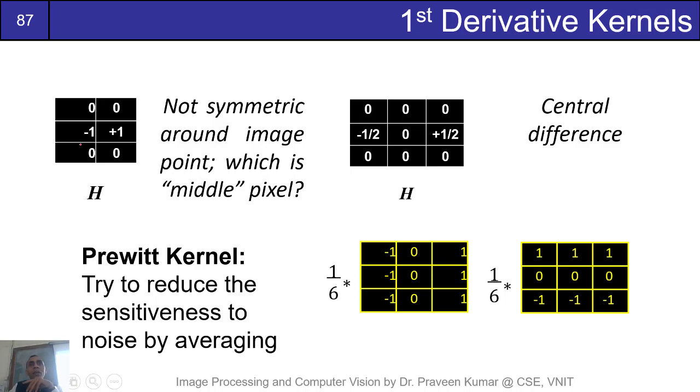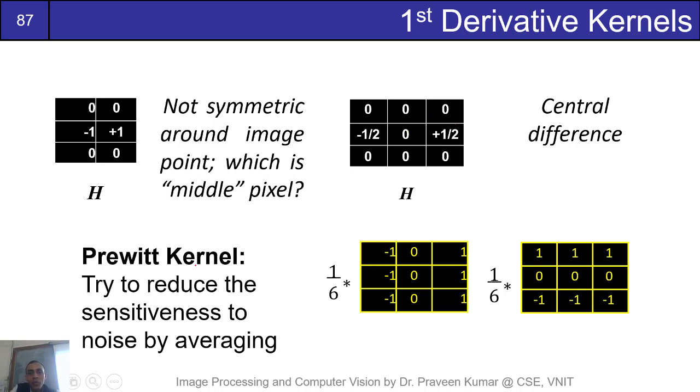Ideally, you don't use this filter because first of all, it is not symmetric. Normally, as we said, we prefer an odd size filter because there is no middle pixel here. So a central difference operator will be more useful for us, because with a 3x3 filter you can know which is the middle pixel.